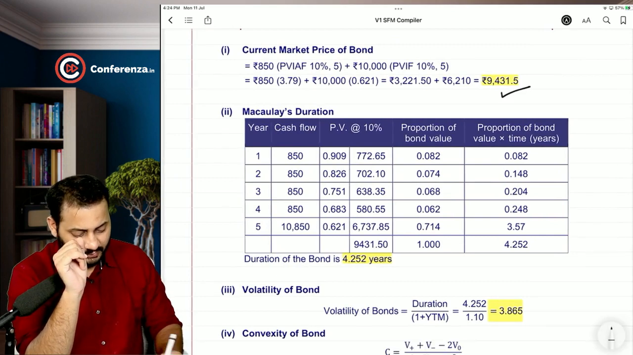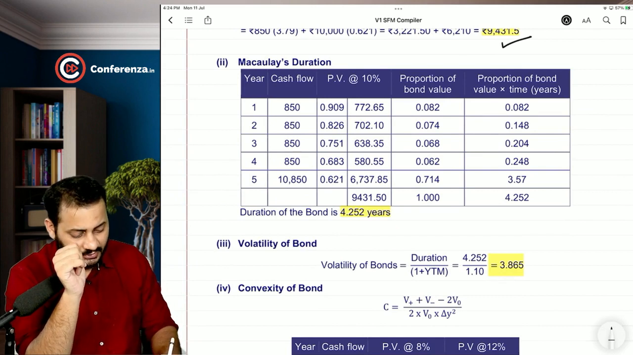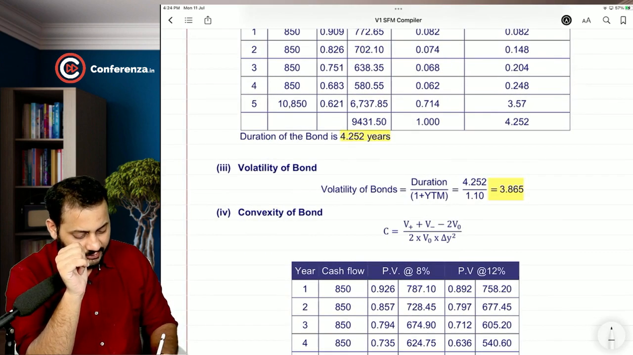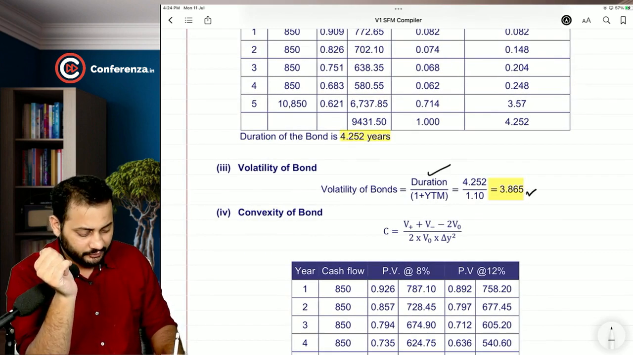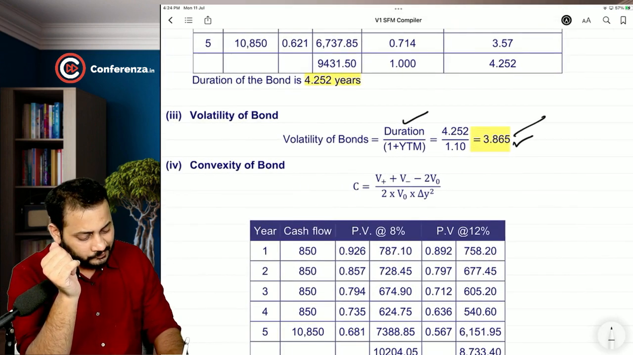This process was simple. Macaulay's duration. Which formula has been used here? You can clearly see time into weight. So that is summation of weight into years. Now volatility is duration divided by 1 plus YTM, and you can calculate it as 3.865%. What is the meaning of this 3.865%? It is the change in the market price for a 1% change in YTM.